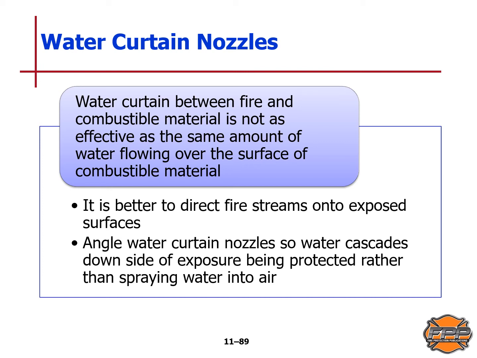The water curtain between the fire and combustible material is not as effective as the same amount of water flowing over the surface of the combustible material itself. It's better to direct fire streams onto exposed surfaces. Make sure to angle water curtain nozzles so the water cascades down one side of the exposure being protected rather than spraying straight up into the air.